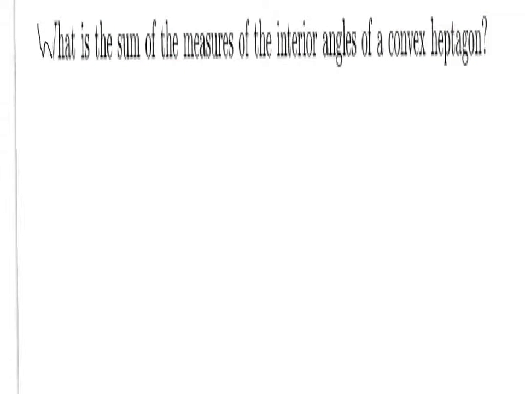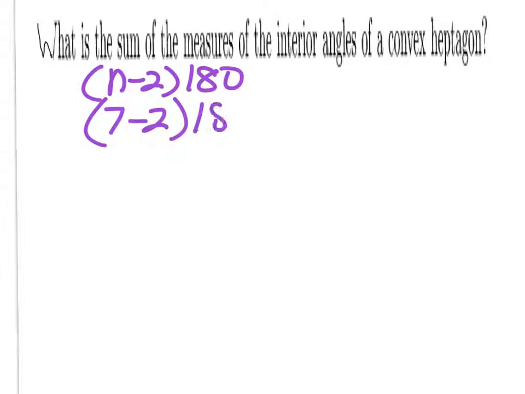What is the sum of the measures of the interior angles of a convex heptagon? Well, I'm going to use my formula n minus 2 times 180. So that's 7 minus 2 times 180, so that's 5 times 180, and that's equal to 900.